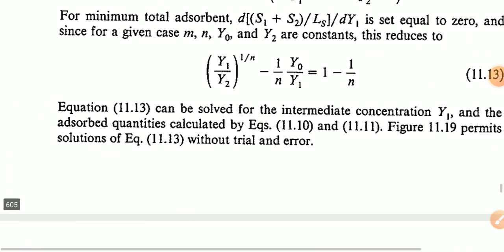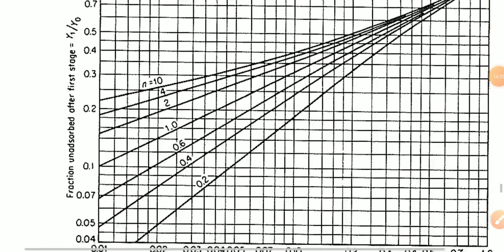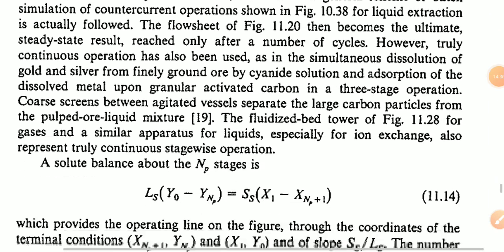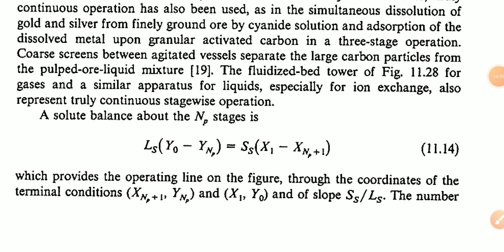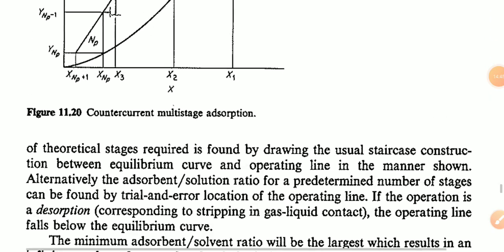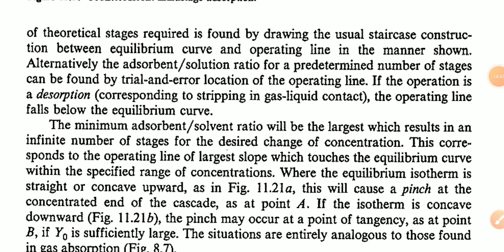Now, for the above three equations, it has been established that cross flow operations with a split of the adsorbent, as in figure 11.18, are better than the alternative possibilities. We don't need to look at multi-stage operation, though you can look at these equations. The three-stage case is not in your syllabus. The theoretical stages required are found by drawing the usual staircase construction between the equilibrium curve and operating line in the manner shown.